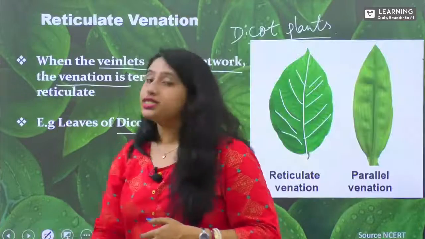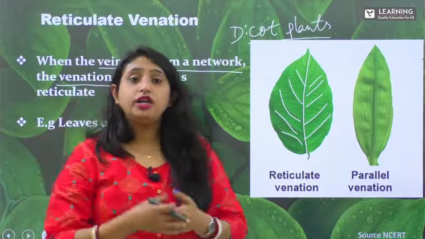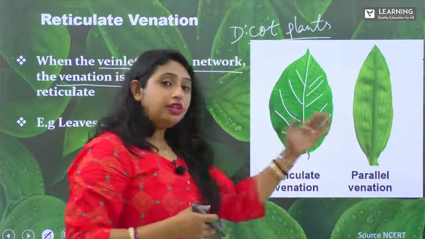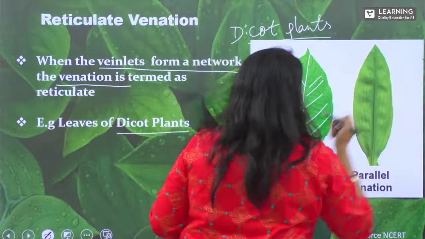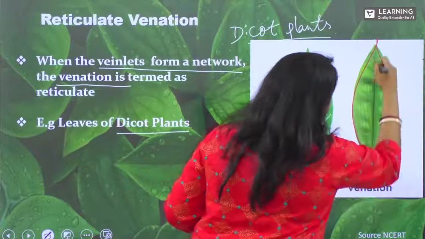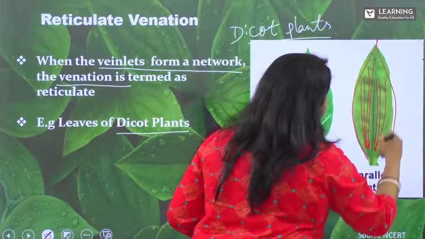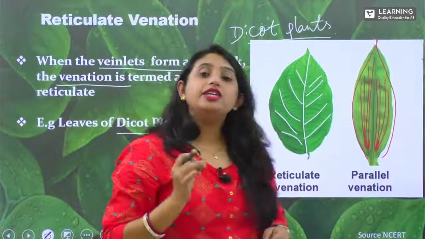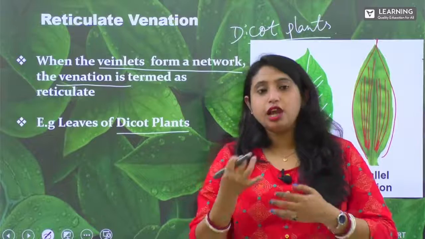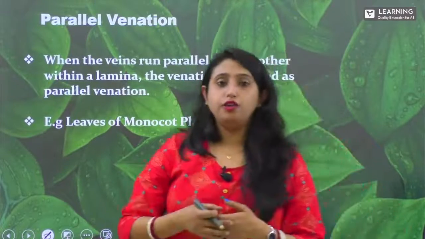So next is parallel venation. Now what is this parallel venation? That means the veins must be arranged parallelly, right? So in this parallel venation, as you can see in this leaf, the veins are arranged parallelly, all right? In the case of banana, you will see this type of leaves. This type of venation, we call it parallel venation.